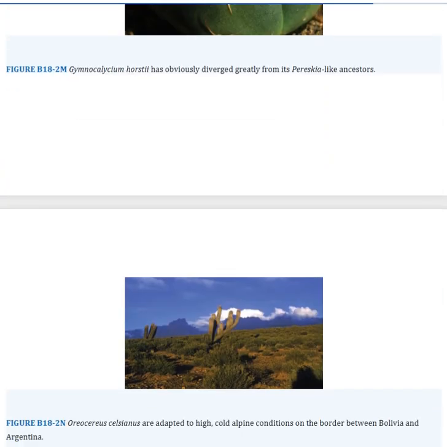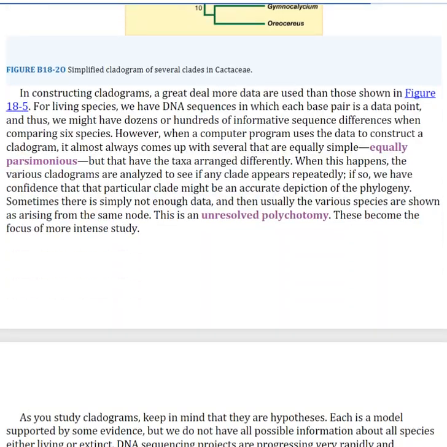Figure B18-2: Cahacior solicornioides is an epiphytic cactus with tiny, narrow stems. It never becomes a large plant. Figure B18-2L: Parodia mossi are small globular South American cacti whose body size and shape are similar to those of Mammillaria because of convergent evolution. Figure B18-2M: Gymnocalycium horsti has obviously diverged greatly from its Pereskia-like ancestors. Figure B18-2: Anoriocereus celsianus are adapted to high, cold alpine conditions on the border between Bolivia and Argentina.